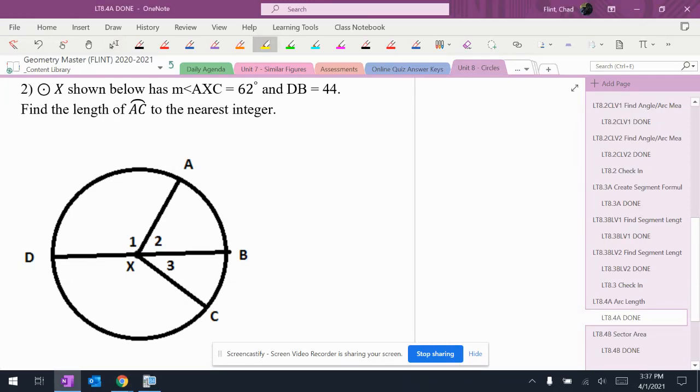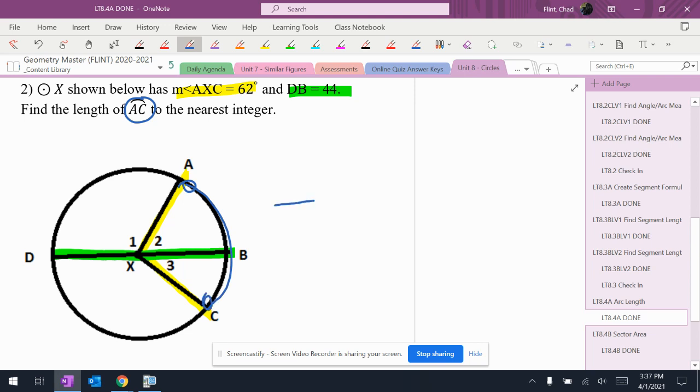So let's be careful here. Angle AKC is 62. DB is 44, so from there to there is 44. Find the length of AC, which is from here to there, to the nearest integer.